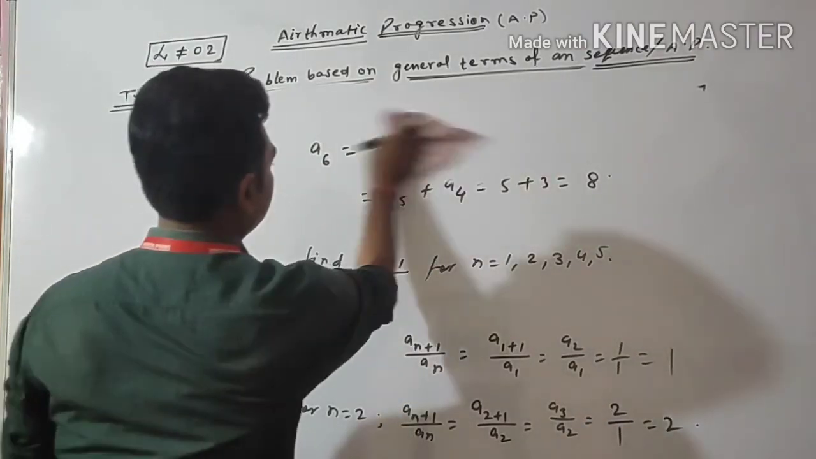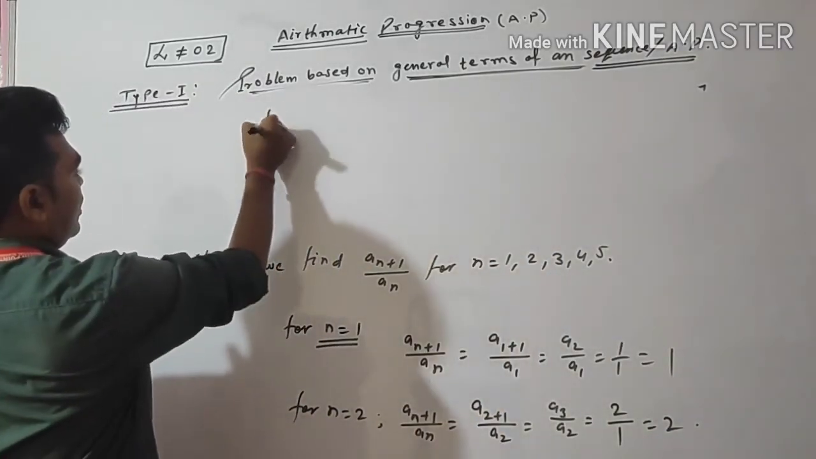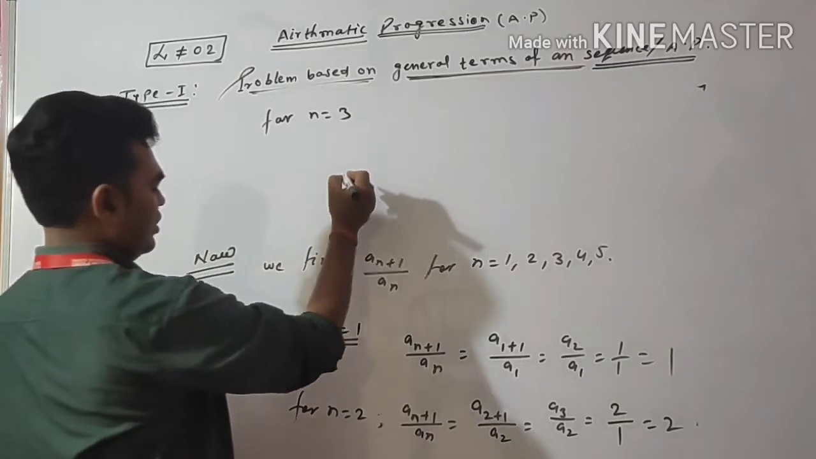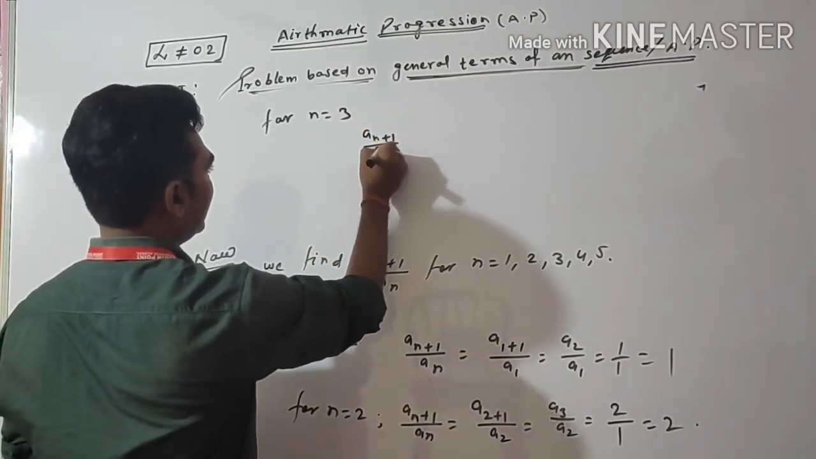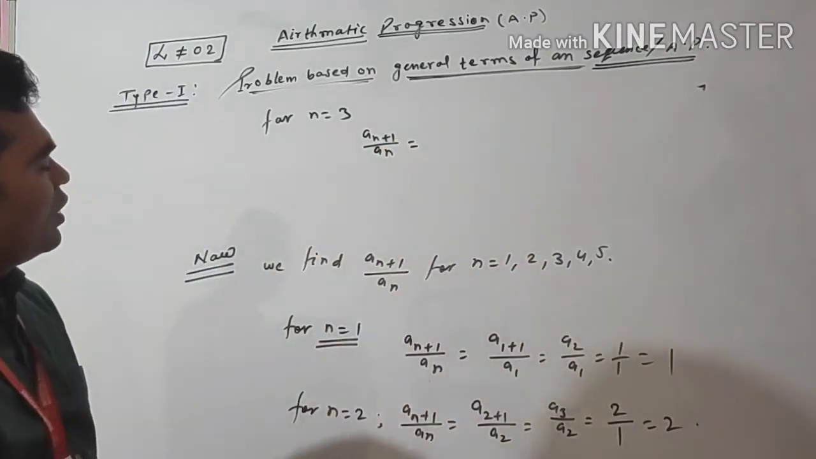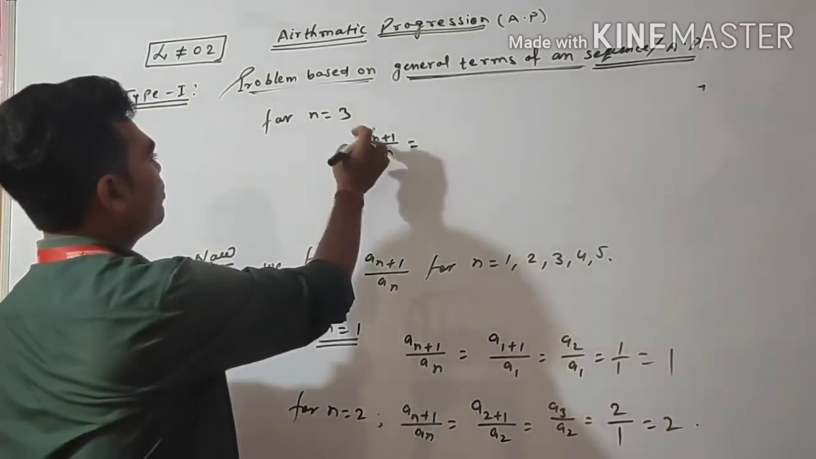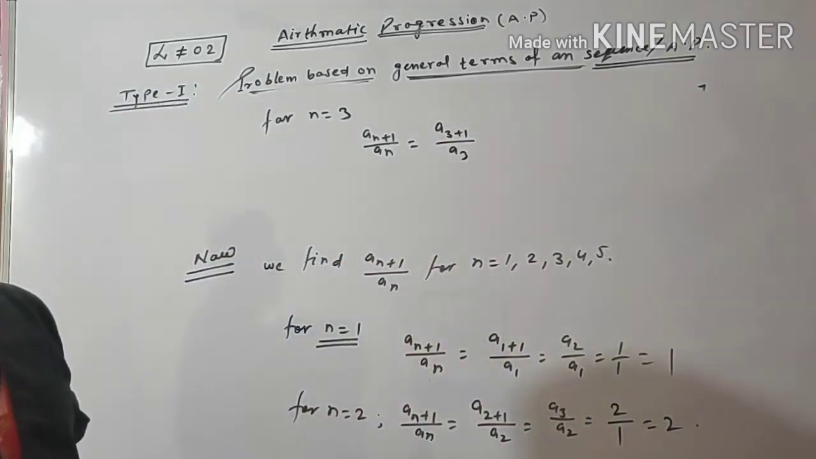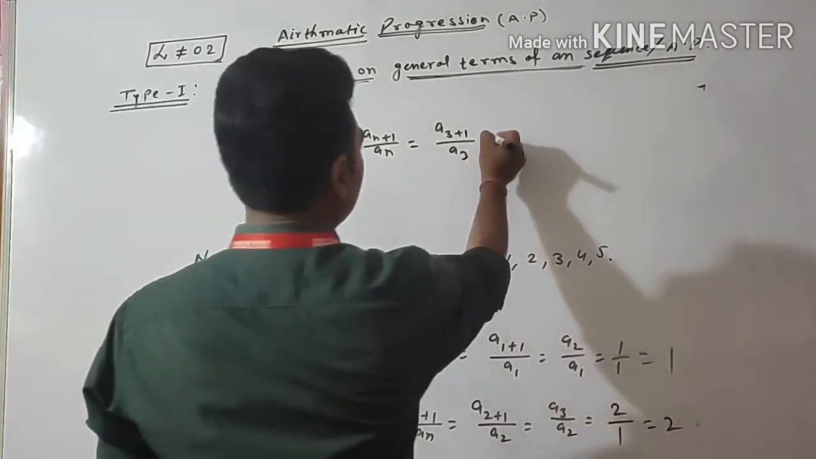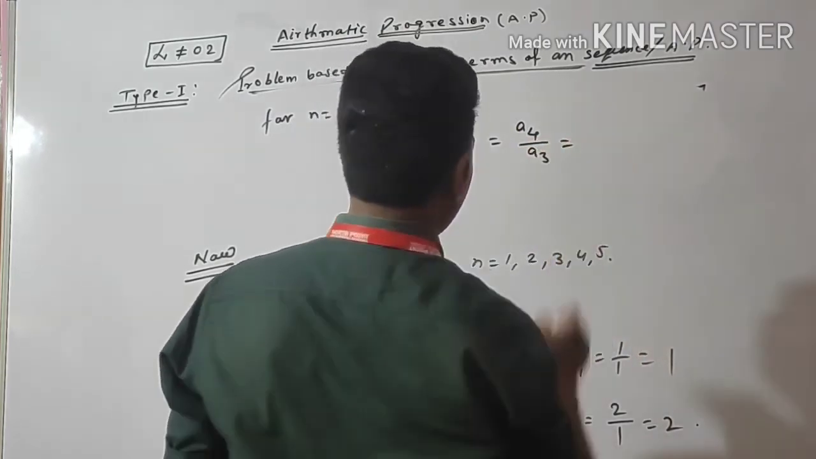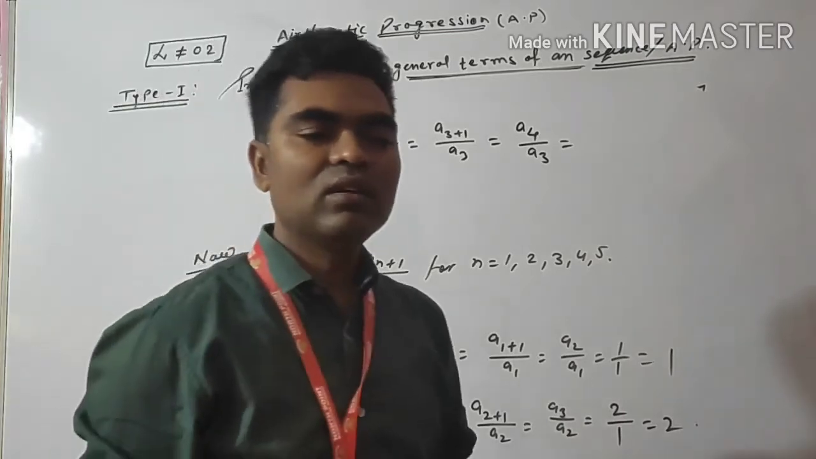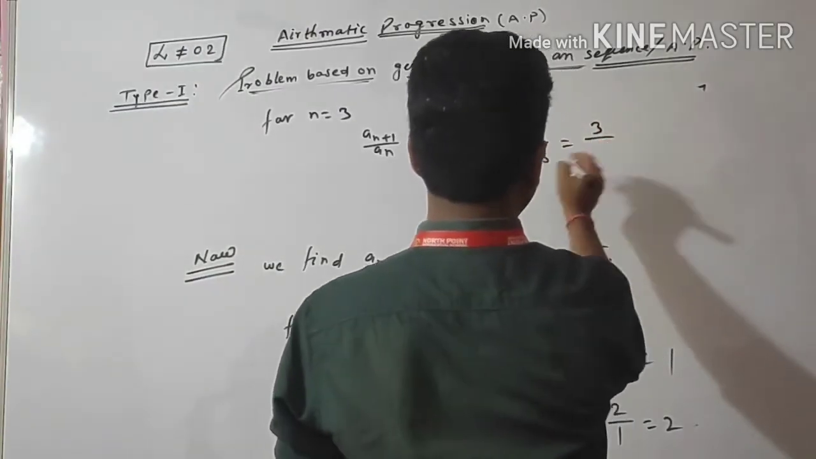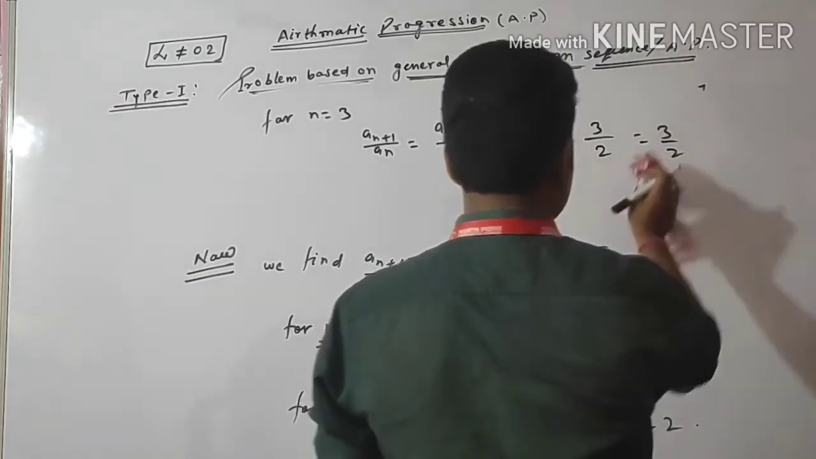Next, for n equal to 3, then a(n+1) by a(n) equals... what will it be, tell me. What do we put in place of n? 3. Then a(3+1) by a3 will be, right? Understood? Pay attention. And this equals a4 by a3, and a4, we found, is 3, and a3 is 2. That means 3 by 2. So this is equal to 3 by 2.